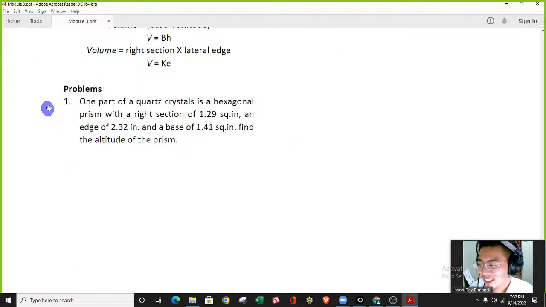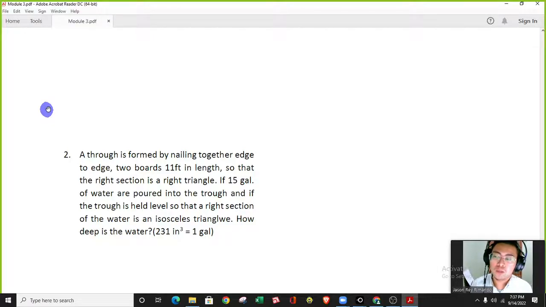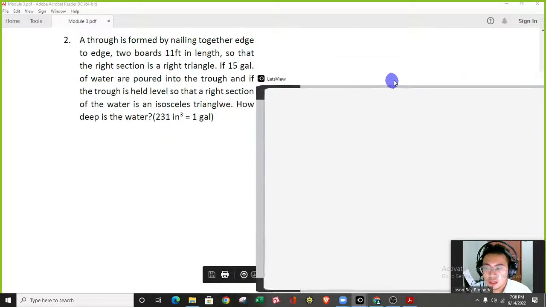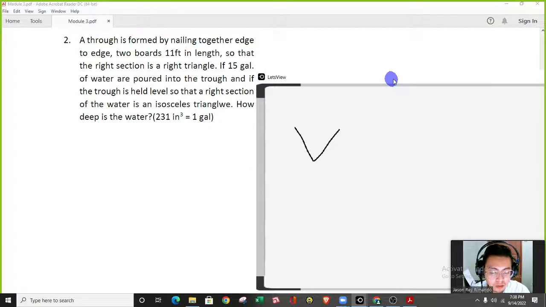Kayang-kaya nyo na yan. Okay, number 2. A trough is formed by nailing together, edge to edge, two boards 11 feet in length, so that the right section is a right triangle. If 15 gallons of water are poured into the trough, and if the trough is held level so that a right section of the water is an isosceles triangle, how deep is the water? Paano natin solve? Sabi niya meron tayong trough, 90 degrees yung sa right section niya.